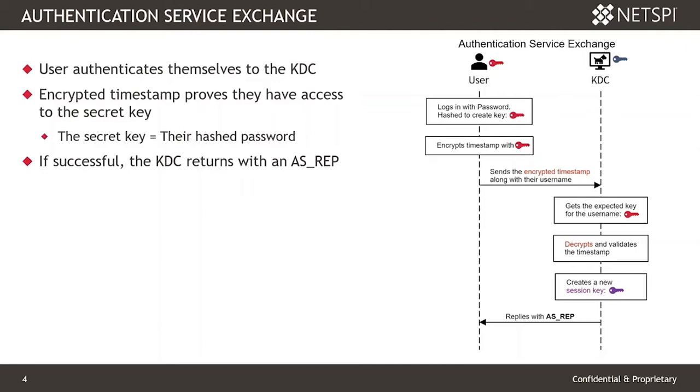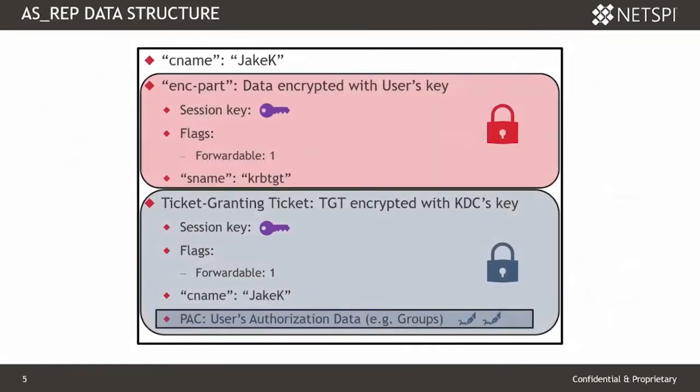So to summarize, the user has hashed their password and encrypted a timestamp. That was sent to the KDC, who decrypted and checked the timestamp using the KDC's copy of the user's secret key. If it was successful, it will return an ASREP. Let's take a look at what's inside that ASREP data structure. So this is a simplified representation of the ASREP data structure.